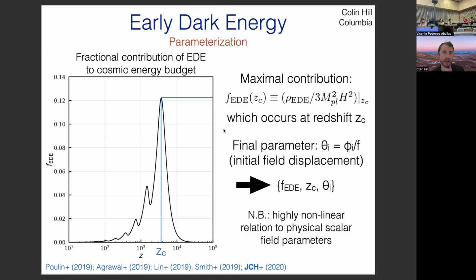So the parameters that we use to describe the model are captured from this plot. The first parameter we introduce is FEDE, which is the maximum point reached on this curve, the maximum fraction of the cosmic energy budget stored in this field, and then the critical redshift ZC where that maximum is reached. And then there's one additional parameter that you need to fully specify the model, which is where the field starts on its potential. What's the initial field displacement? So it's a 3-parameter extension of the lambda CDM model.